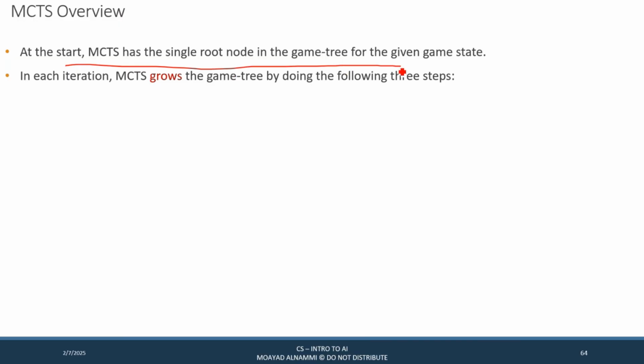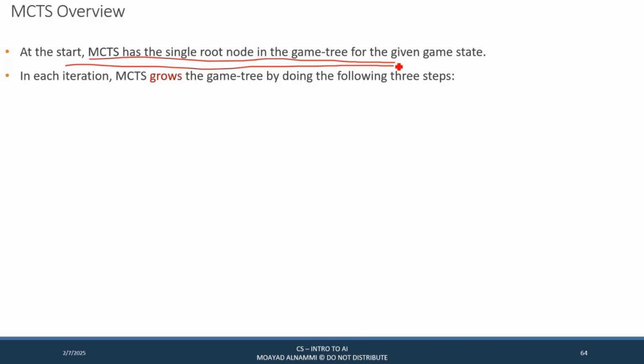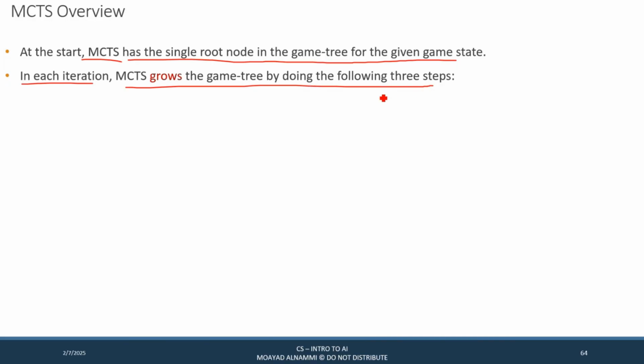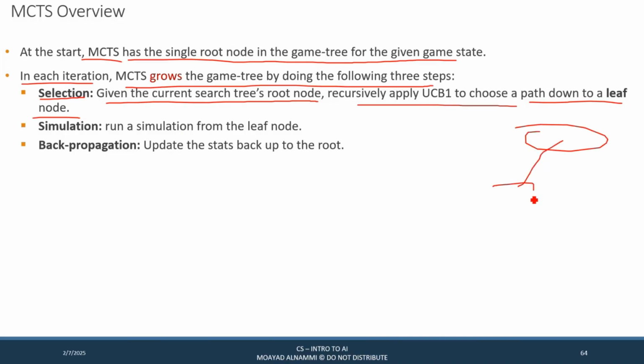So this is how you apply UCB1. This is an overview of MCTS, and I'll show a full working example. At the start, MCTS will have a single root node in the game tree for the current state of the game. In each iteration, MCTS grows the game tree by doing the following steps. It will do a selection, meaning given the current search tree's root node, it recursively applies the UCB1 formula to choose a path down to a leaf node. So from the current root, I'm going to go down the tree until I reach a leaf node.